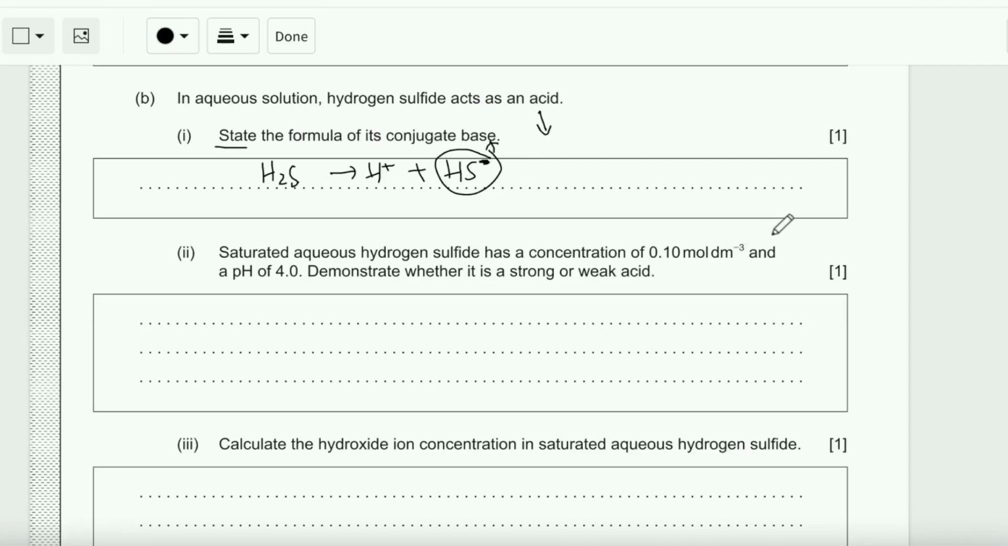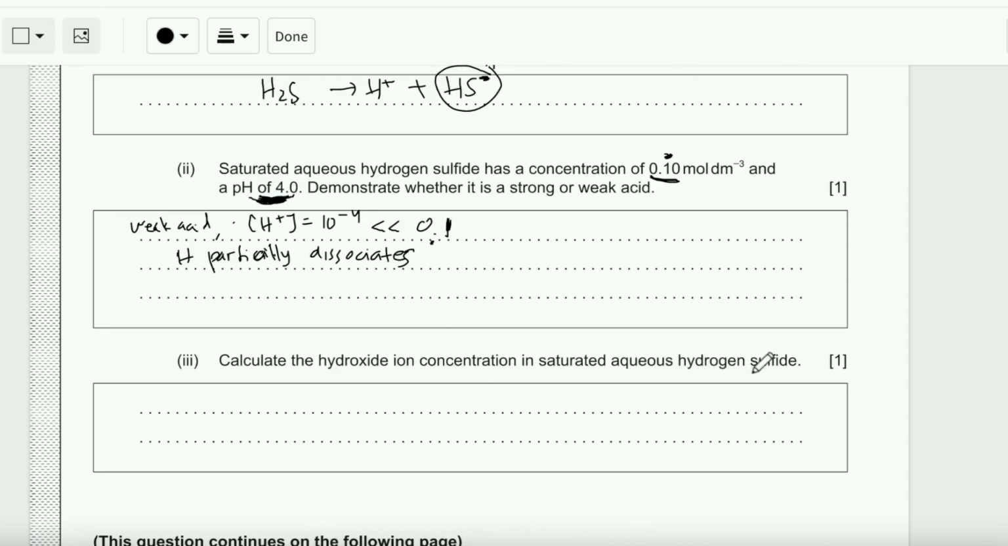Saturated aqueous hydrogen sulfide has a concentration of 0.1 mol dm-3 and a pH of 4. Demonstrate whether it is a strong or weak acid. pH 4, H+ is 10 to the power negative 4. So it's very, very small compared to 0.1. So this hydrogen sulfide is a weak acid and is partially dissociated.